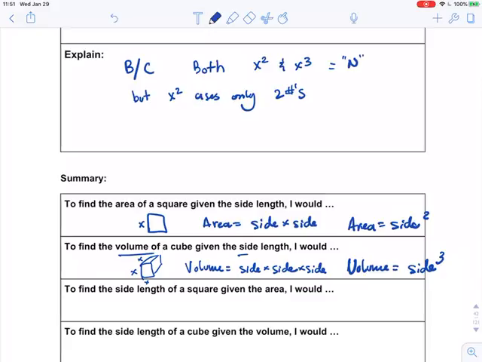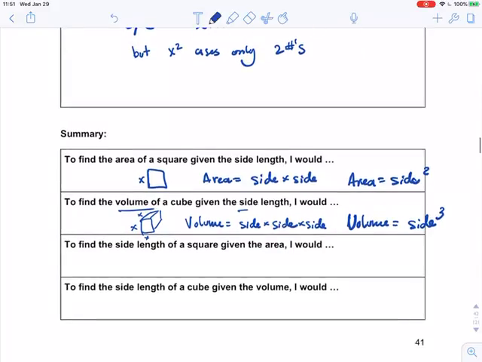And the reverse is the same as well. Find the side length of a square given its area. So this is x squared, this is x. I can say that the square root of the area is equal to a side length, and this time it's giving the volume. I'm going to find the cube root of the volume, which will give me this side. It's just the reverse. Okay.